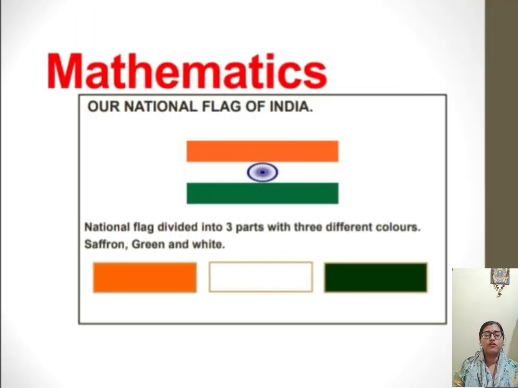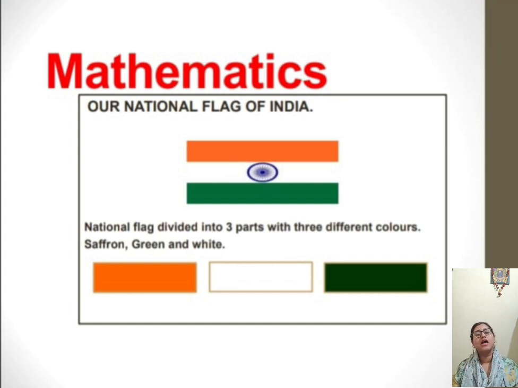I'm starting my class. So students, see on the screen, it is the national flag of India and it has three different beautiful colors. I have separated three rectangles from the national flag: one is saffron, the second one is white, and the third one is green. There are three parts divided equally. Clear? So you can say how many total parts are there in the national flag.